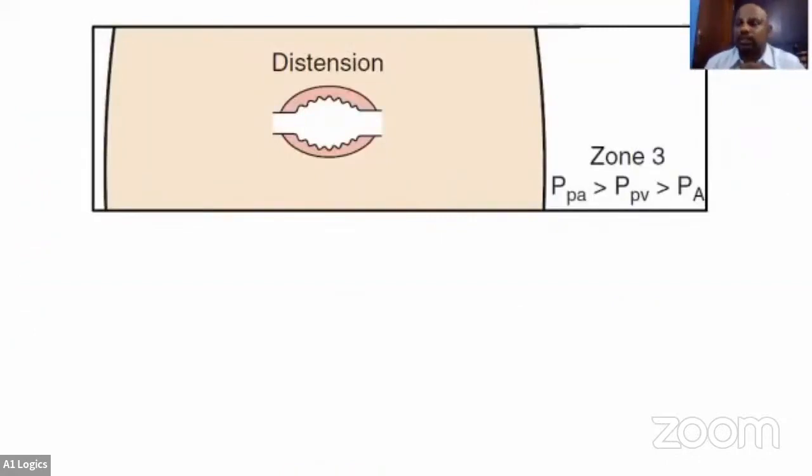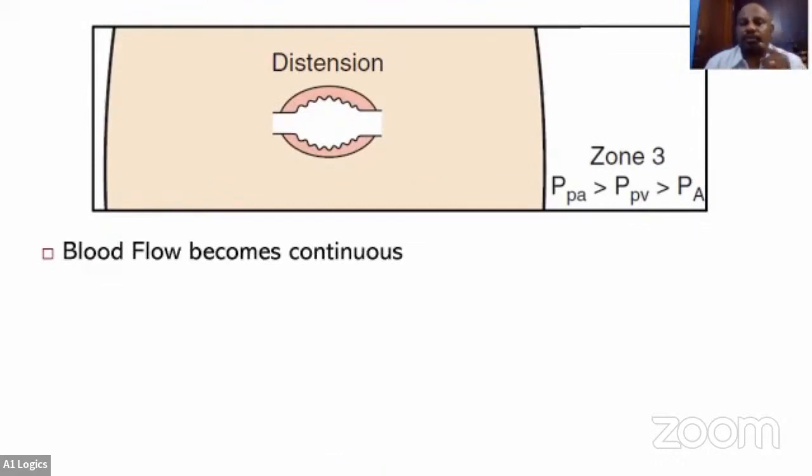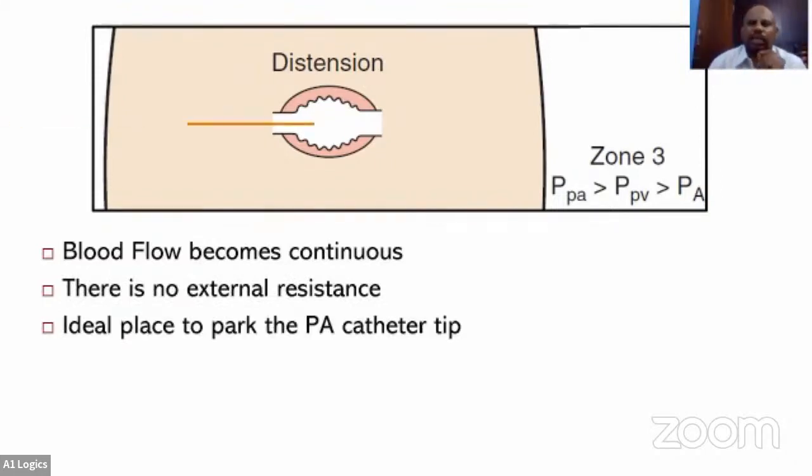Coming to zone 3, this is called the zone of distension. Here, the blood flow becomes continuous. Remember, in zone 2, it was cyclical. Here, the blood flow becomes continuous because both the pulmonary vascular pressures, the pulmonary artery pressure and the venous pressure, exceed the alveolar pressure. So there is no external resistance here. See, the alveolar pressure is not giving any resistance. The flow is continuous. And this is the ideal place to wedge a PA catheter tip.